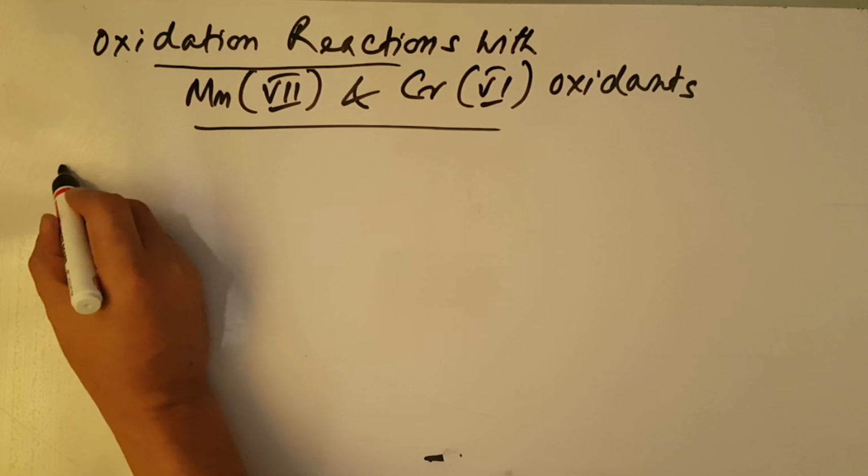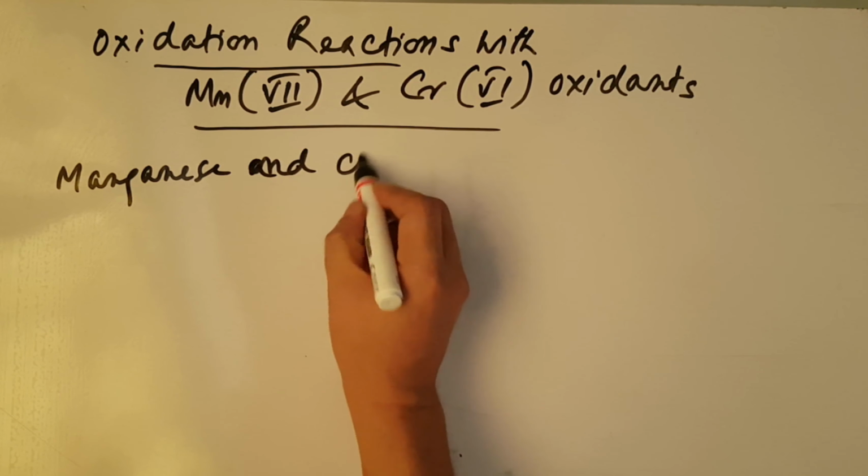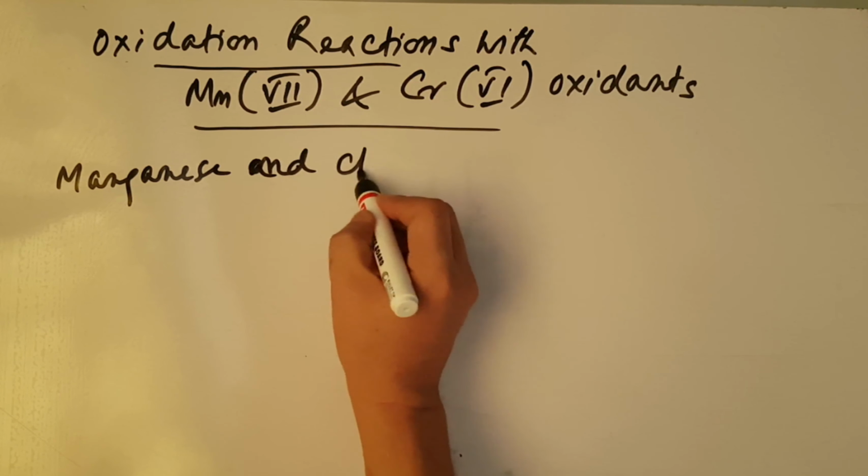So I'm just writing here manganese and chromium oxidants generally, or we can say very often, they have manganese 7 and chromium 6 oxidation states respectively.